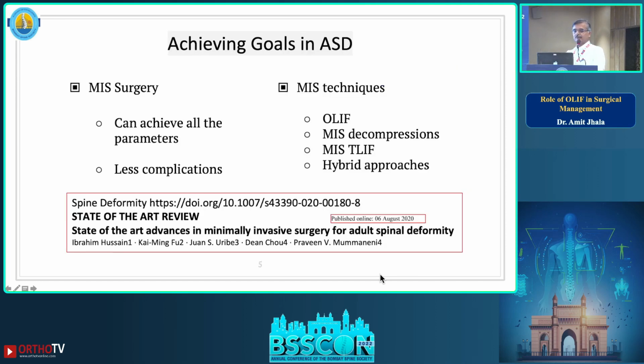So these are the downsides of these things. And whether we can achieve the same goals by an MIS surgery, yes, we can achieve the same goals, and this has been very well demonstrated, and I'll also show some of the cases for these things. There are so many MIS techniques that you can use. OLIF is one of the major, or the workhorse, for adult spinal deformity, and that is where the place of OLIF is very much compared to any other place of OLIF doing anterior fusion.